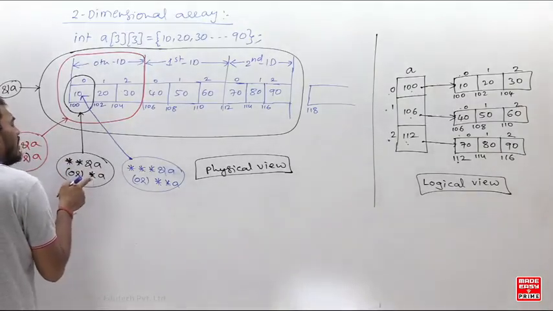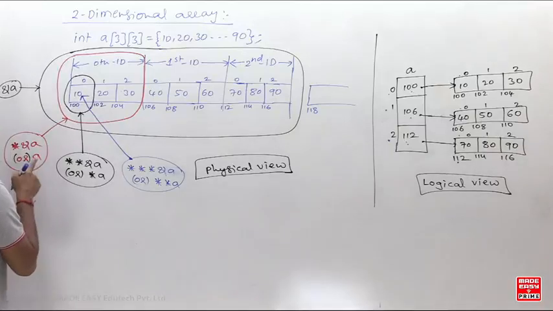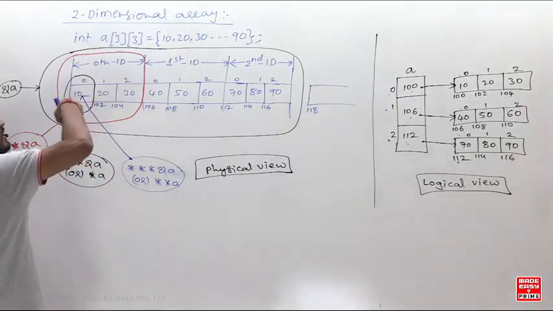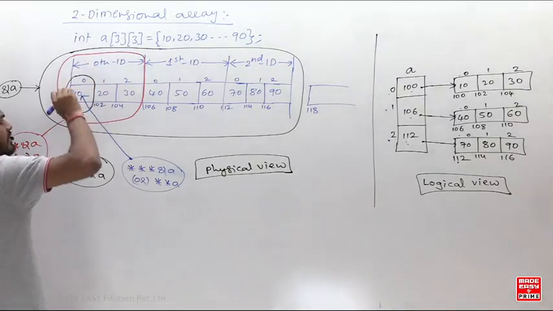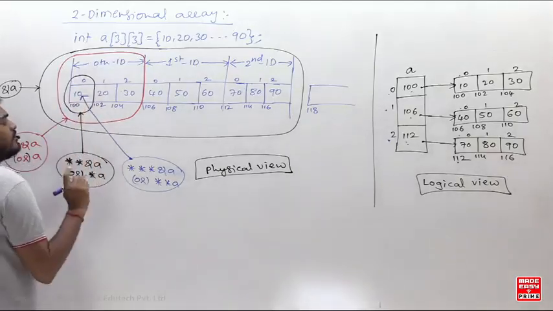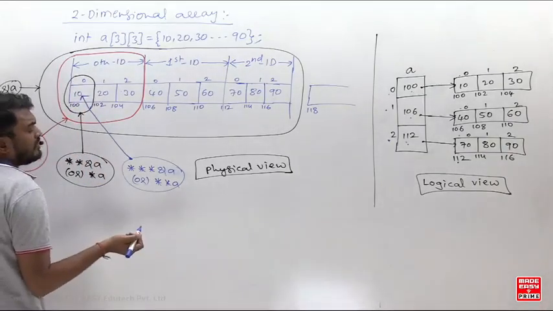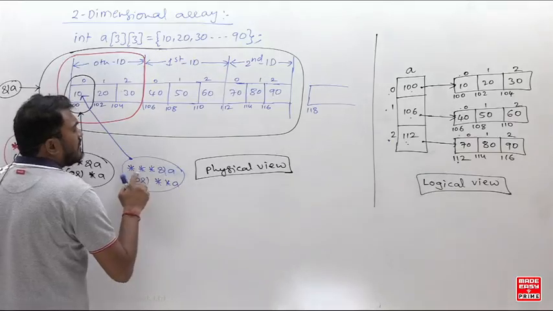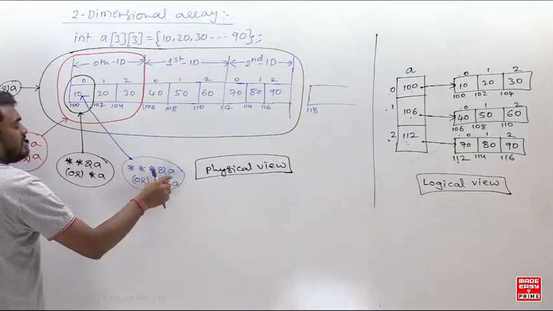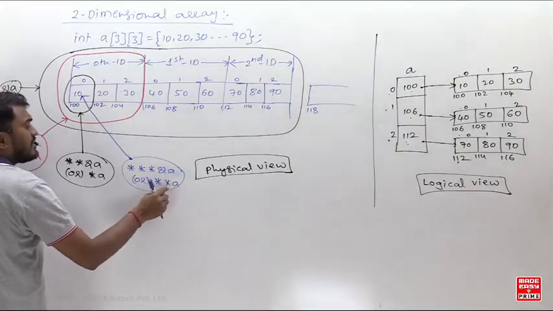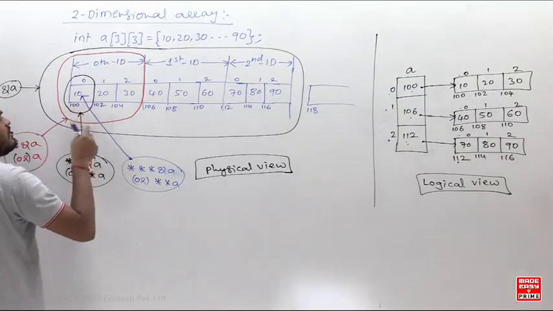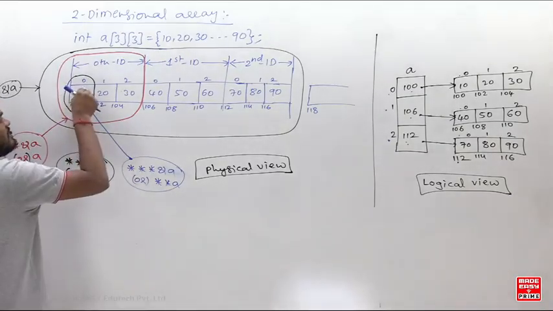A means it was pointing to the 0th 1D array. If I say star, you go inside the 1D array, so it will point to what? The element. So star A means now it is pointing to the element. If I apply one more star, double star A or triple star ampersand A, then star A was pointing to the element, and going inside means the value.